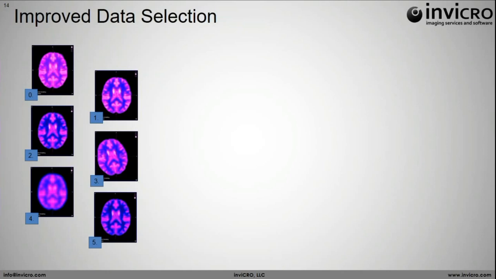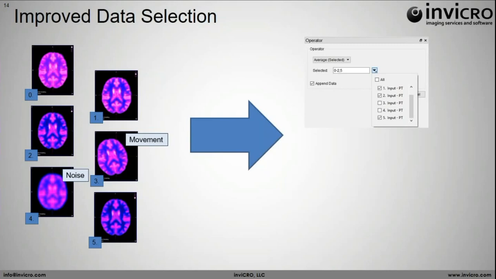Another addition from our developers is improved data selection. There are a number of places where data selection was less than optimal in the past in 3.0. Here's a toy example of a dynamic data set with 6 frames. One of the frames has a bunch of random noise, and another has movement. If you want to exclude those in an averaging procedure, it's now very easy.